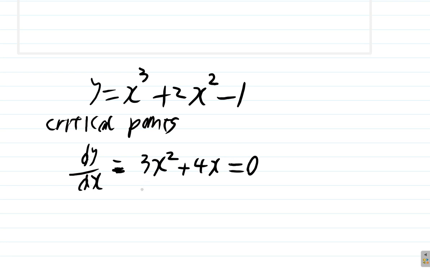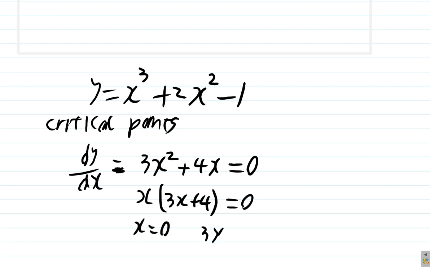Now, if we factorize and put x outside the bracket, we have x(3x plus 4) equals 0. So that means x equals 0 and 3x plus 4 equals 0. If 3x plus 4 equals 0, then x is equal to negative 4/3, which is negative 1 and 1/3.